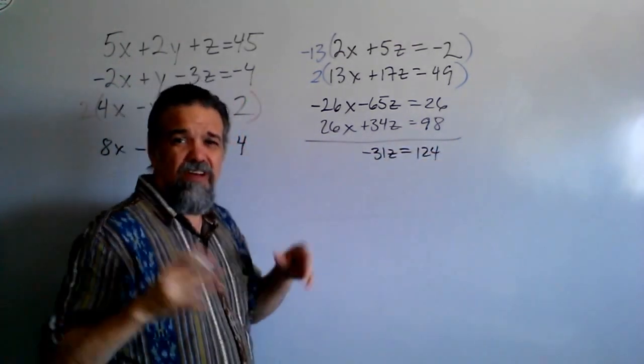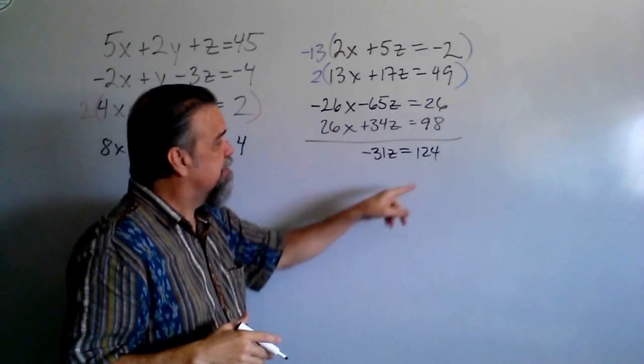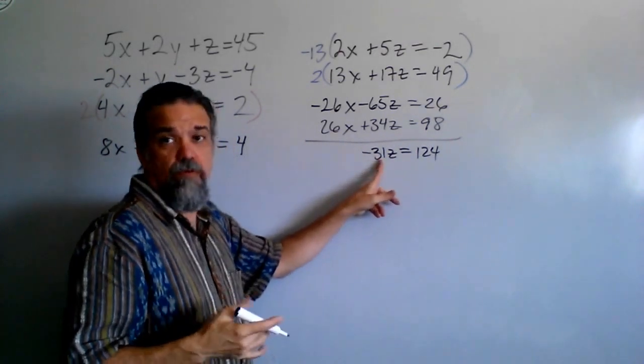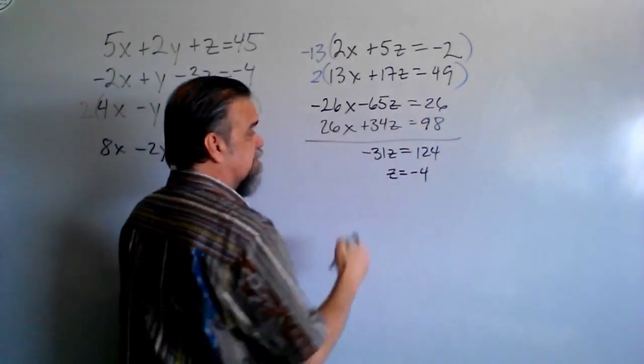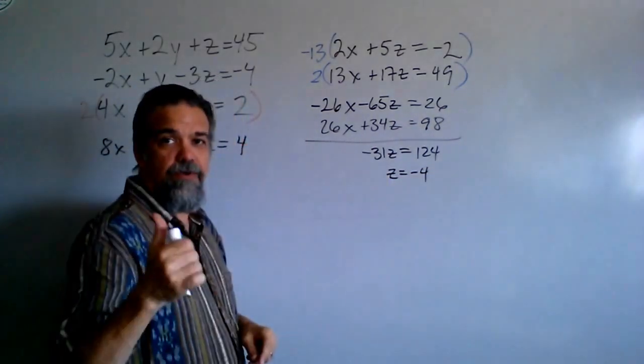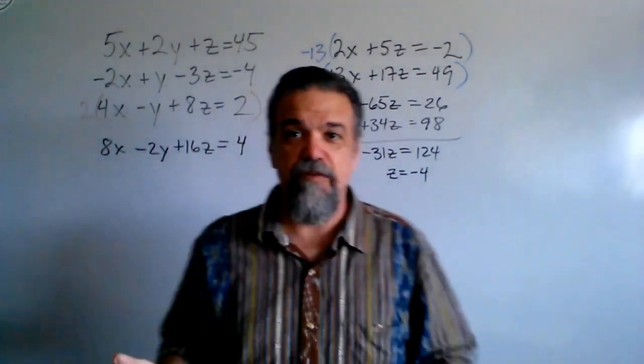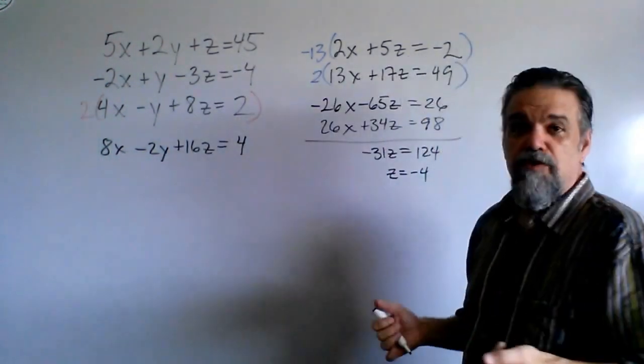Which at first you think, oh God, 31, no, actually it's not that bad at all. 124 divided by 31 is 4. So that means z is going to be negative 4, because we get a positive divided by the negative. All right, cool. We got one of our variables taken care of. Now we need to find our x's and our y's. Which one do we do first?